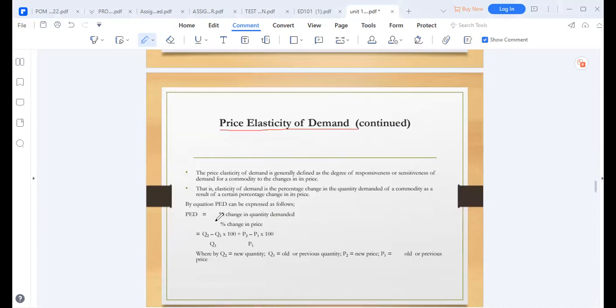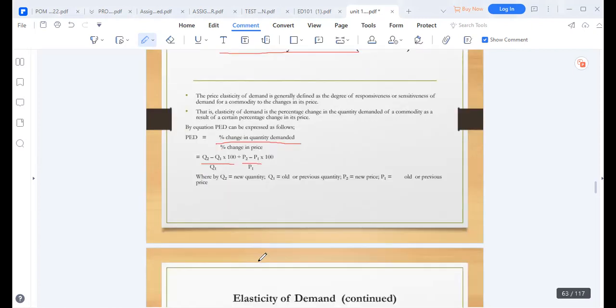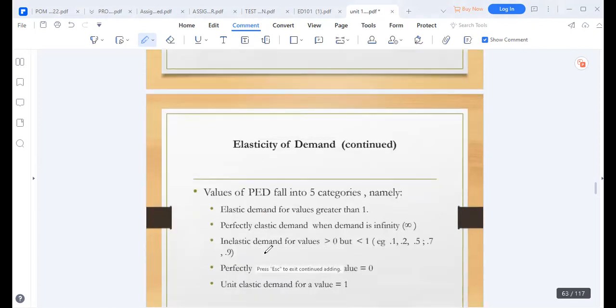So price elasticity of demand is simply the percentage change in quantity demanded over the percentage change in price. So we're going to look at a basic calculation. Elasticity will be the percentage change in quantity demanded divided by the percentage change in our price. So Q2 minus Q1 over Q1 divided by P2 minus P1 over P1 times 100. So elasticity of demand will fall in 5 key categories.